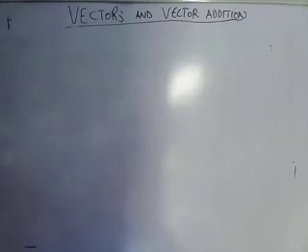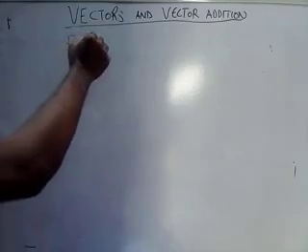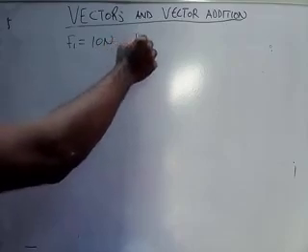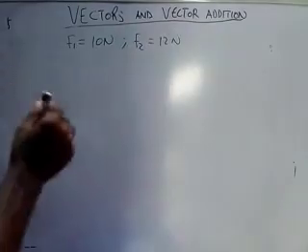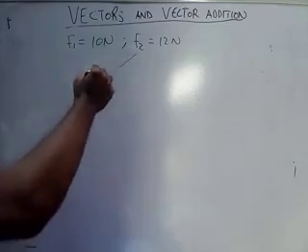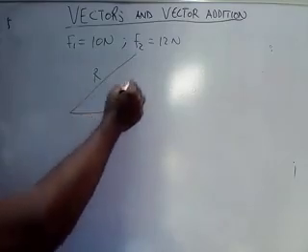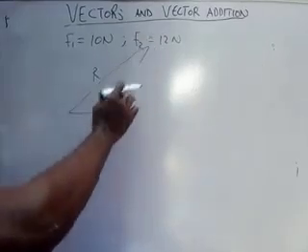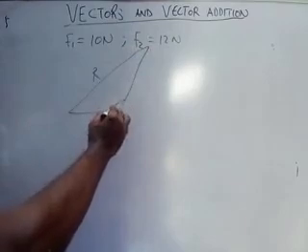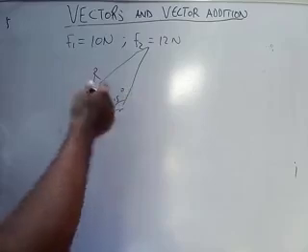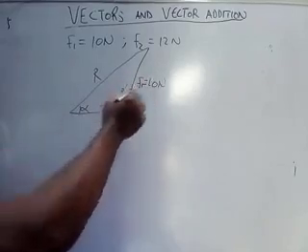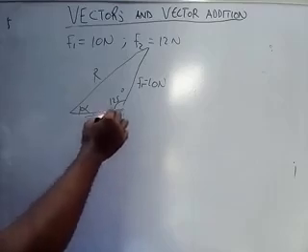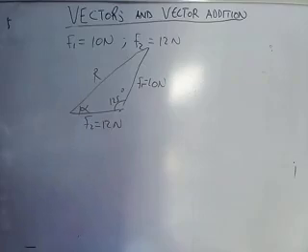So now let's assume a scenario where our F1 is 10 Newton and our F2 is 12 Newton, and we have something like this, and here's our resultant. Let's assume this angle here is 125 degrees, just like the one we did there. Then here's our F1, that is 10 Newton, and F2, that is 12 Newton. Now we should get the resultant.